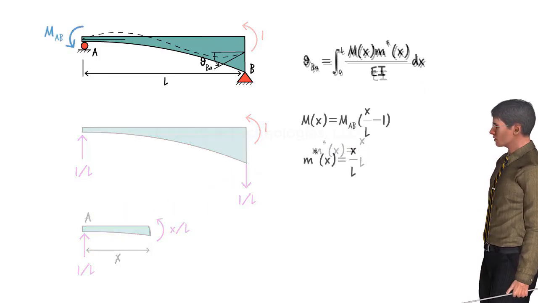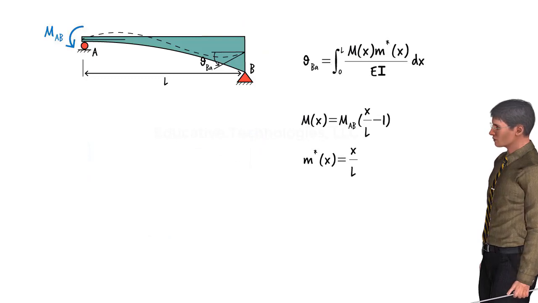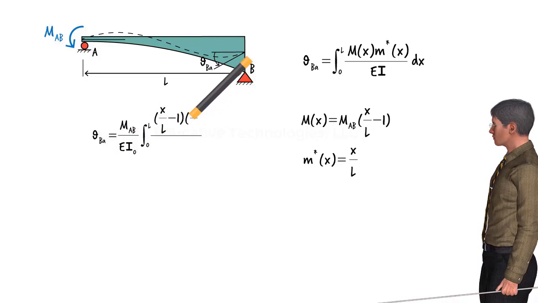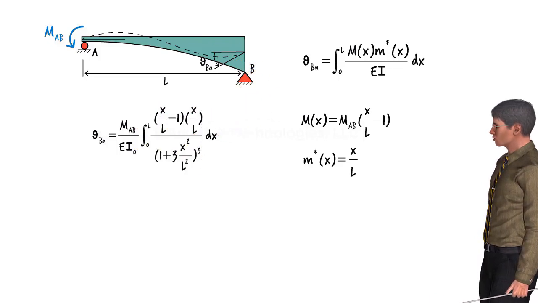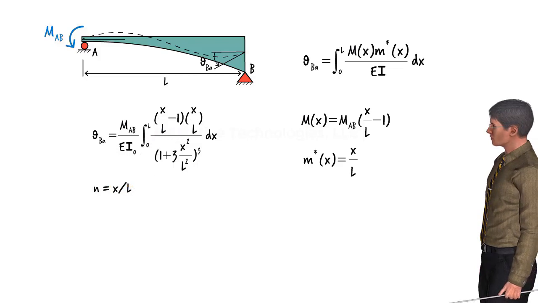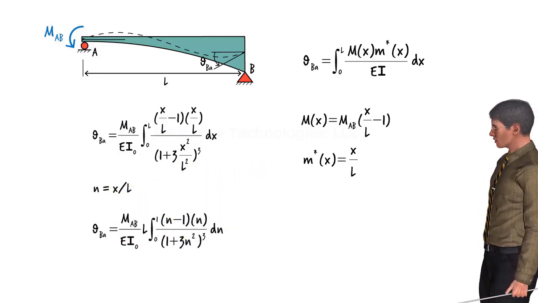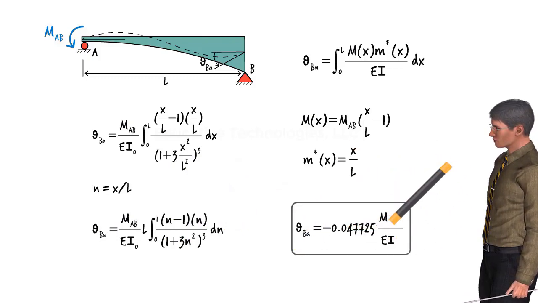Having the moment equations and the expression for moment of inertia, we can write. Similar to the previous step, if we substitute n for x over L, we get. So, theta BA is.